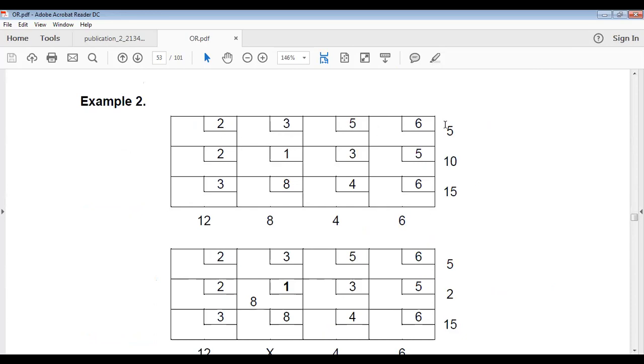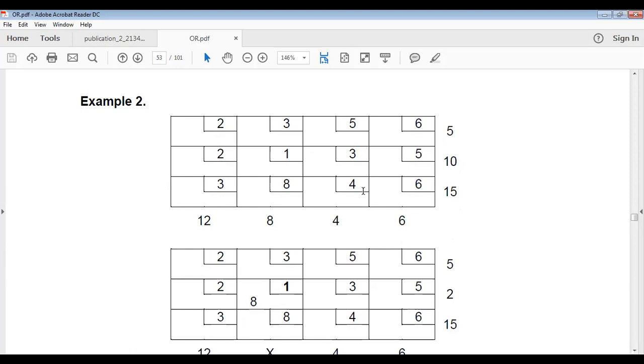Example 2 is another example. 2 3 5 6 2 1 3 5 3 6 8 4, all these things. So these are the cells, the cost of the cells. 2 is the cost, 3 is the cost, and these are the demand and supply. 12 plus 8 plus 4 plus 6, totally it is 30, and the other side 20 plus 10, 30 is also balanced. So this is a balanced transportation problem.